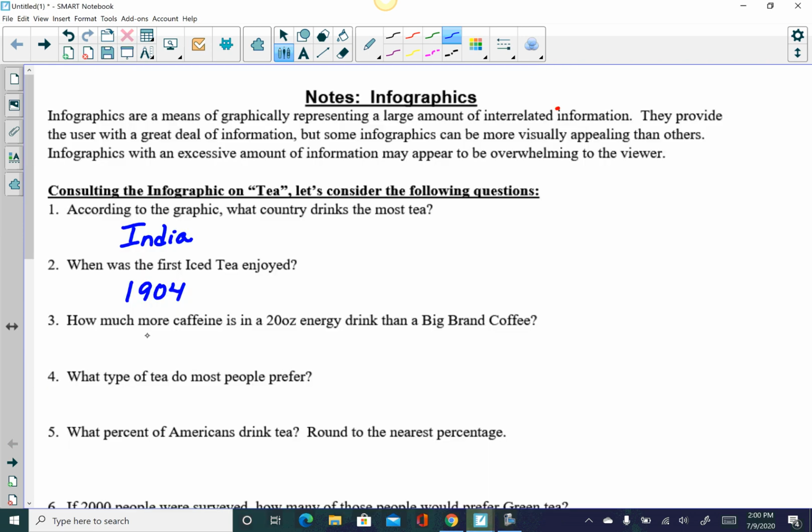So that would be taking those 2 numbers and subtracting them. So 300 minus 250, and that would land us at 50 milligrams difference. Final answer. All right, we'll move on down to number 4.